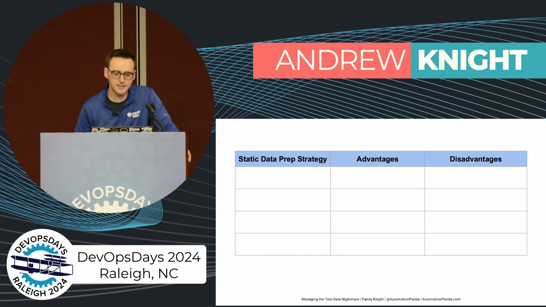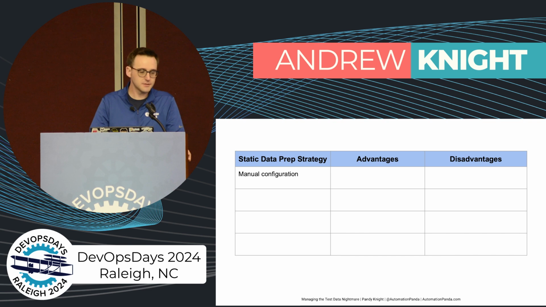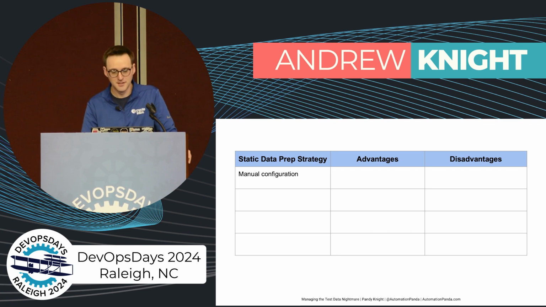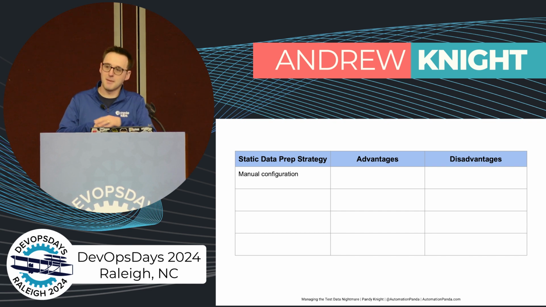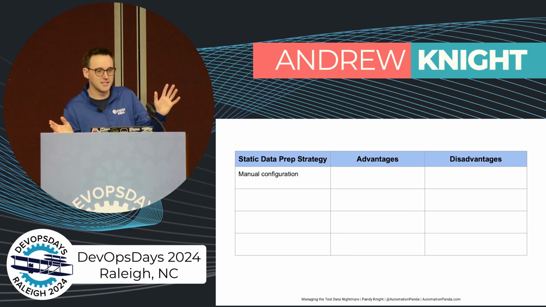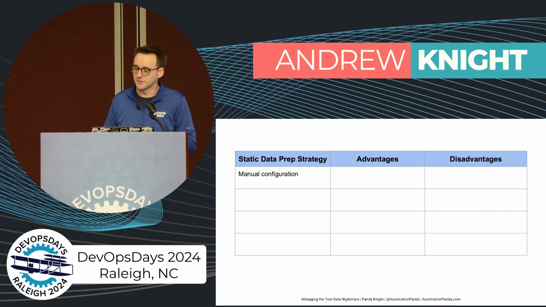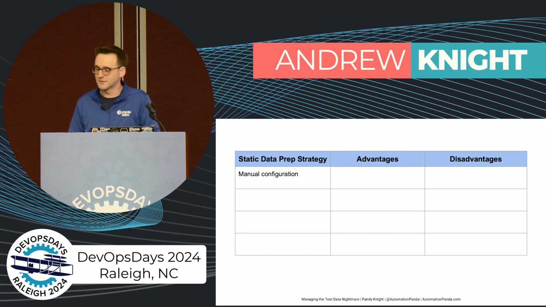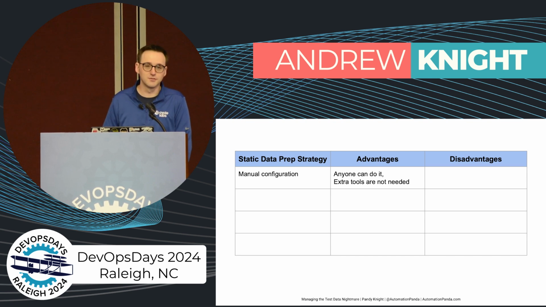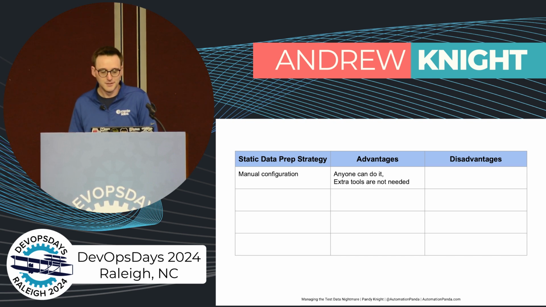The simplest data prep strategy for static prep is manual configuration. And that's exactly what it sounds like. Testers log into the system and manually create whatever records they need to be in the system. This could include creating users, config settings, or saving records. The nice thing about manual configuration is it's low tech. Anyone can do it. You don't need fancy or complicated tools.